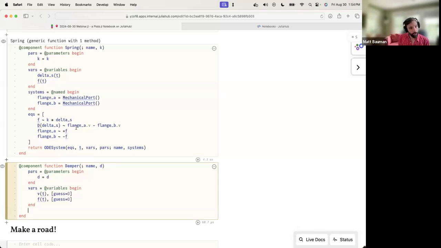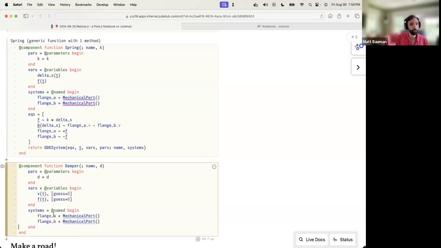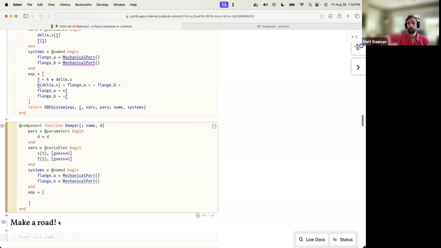Let's just keep mirroring our spring. What we want to do is have our systems, are these named, and just like the spring, we have two flanges, right? And actually, I could just copy and paste this. Our damper, we'll use the same terminology even, flange A and flange B. That's straightforward. And then our equations are a vector of equations like this.